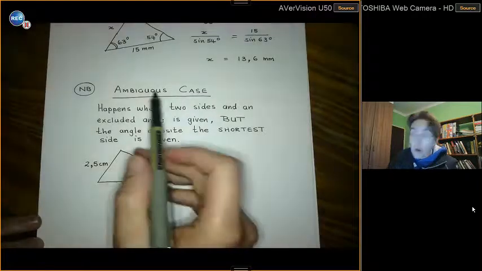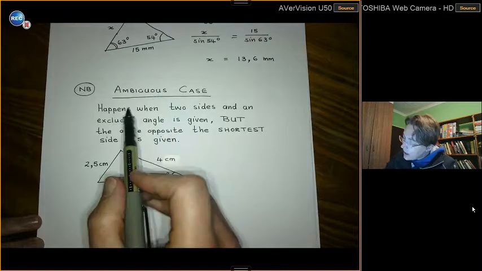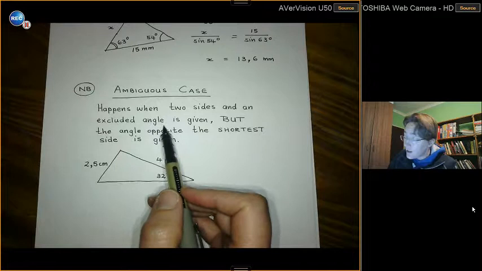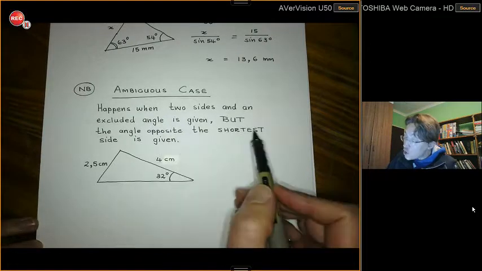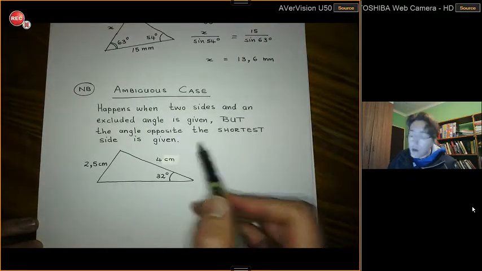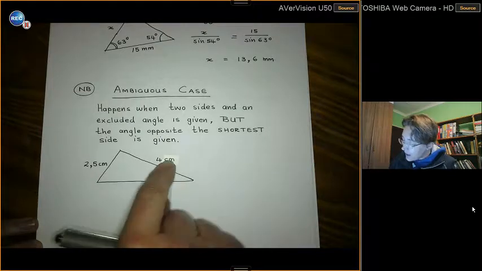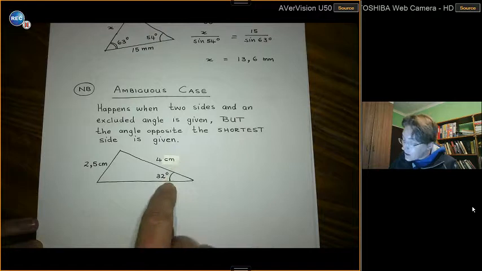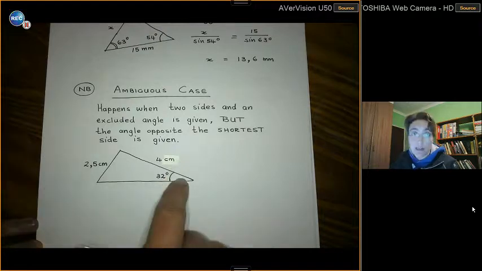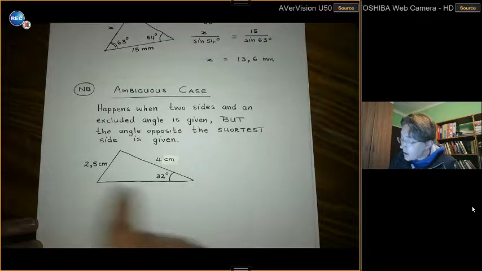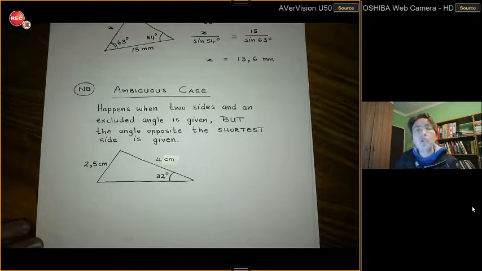Okay, now when do we use the ambiguous case? It happens when two sides and an excluded angle are given, so that is the sine rule, but the angle opposite the shortest side is given. The one angle that they give you is not opposite the bigger of the two sides, it's opposite the shorter of the two sides. If they'd given you this angle, this wouldn't have been a problem. But because they give you this angle, you need to take the following into account, because there are two possible triangles that can actually form here.